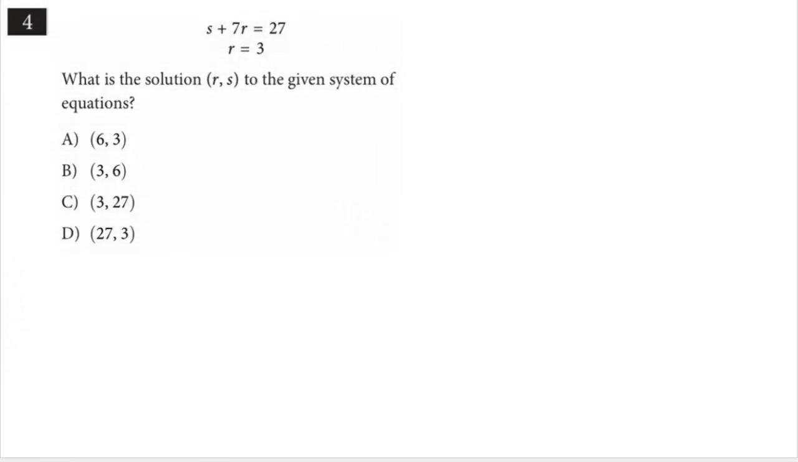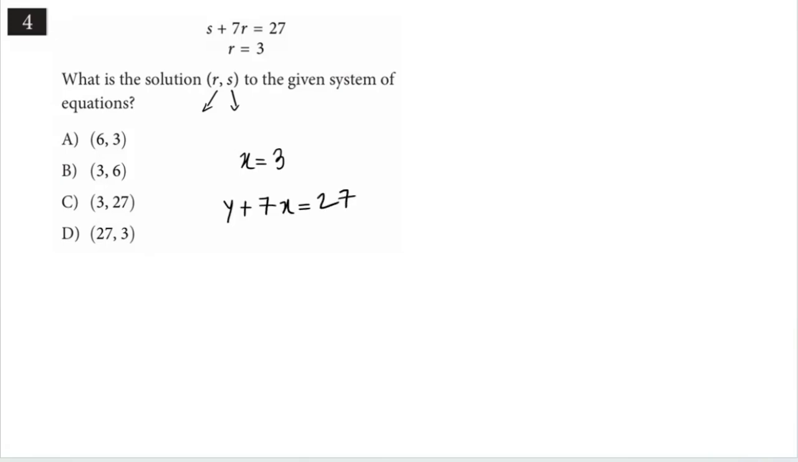Question 4. So I've been given a set of equations: S plus 7R equals 27 and R equals 3. What is the solution (R, S) to the given system of equations? Now, this is what is interesting about the new digital SAT. I don't need to solve these equations actually. All I need to know is that the x-coordinate is R and the y-coordinate is S. So I can write these equations quickly as x equals 3 and y plus 7x equals 27.